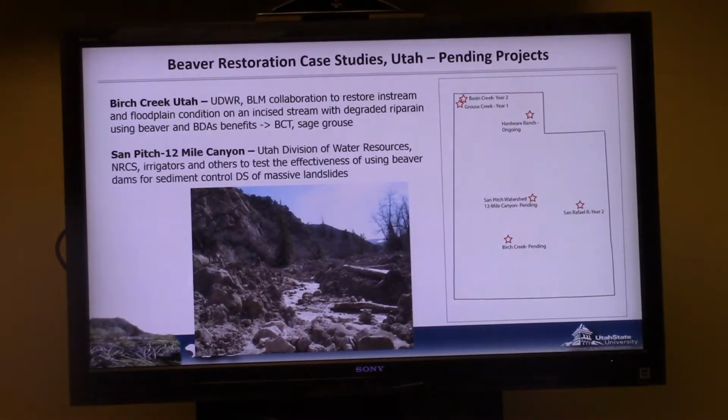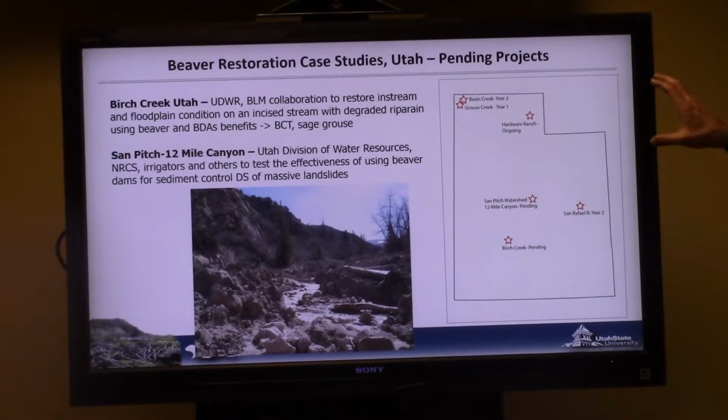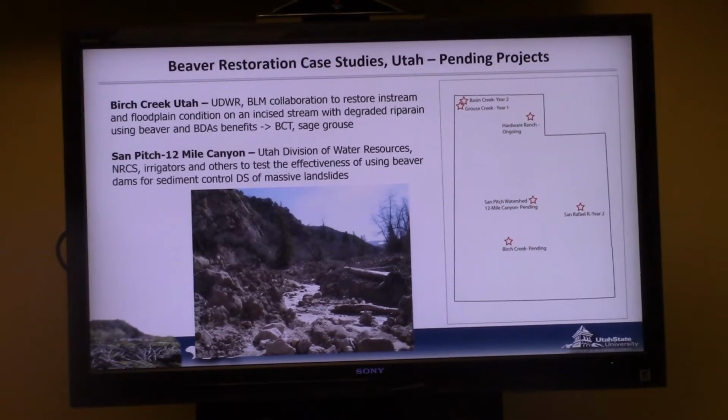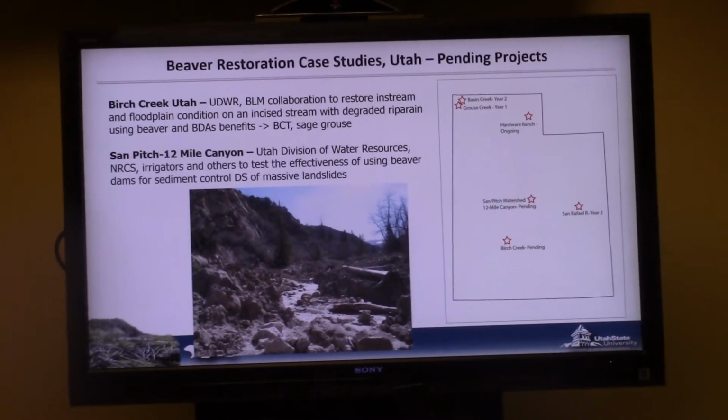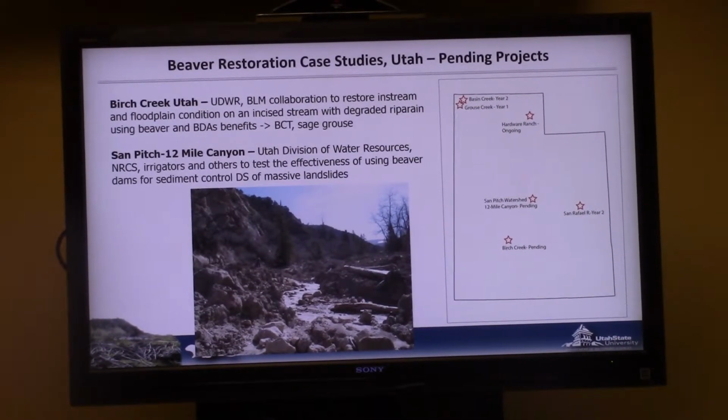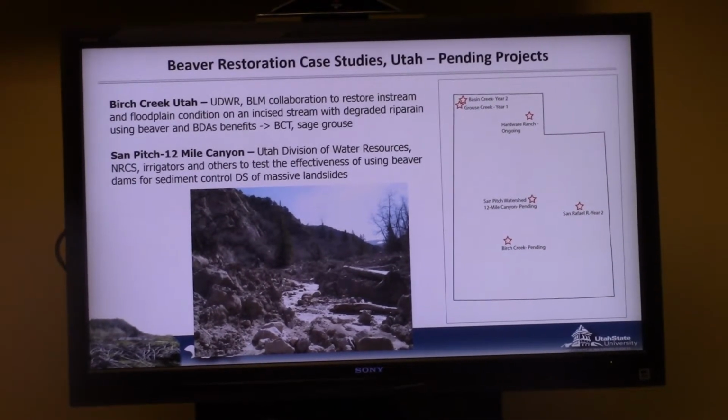So that's going on, and then I'm just going to wrap up here with some pending projects we have. One from Birch Creek, Utah. We put in a WRI proposal on that one, and here we'd be working with the Division of BLM to essentially try and get some restoration of in-stream and floodplain conditions on the side stream.